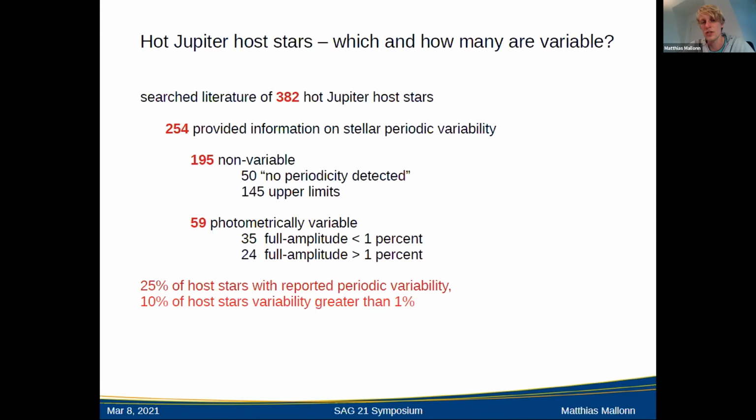With future observations, we might also need to take care about less variable stars. So here, on the last slide, 25% of the host stars we already know from existing observations, from information given in the literature, that they are variable, and 10% of the host stars show variability greater than 1%.